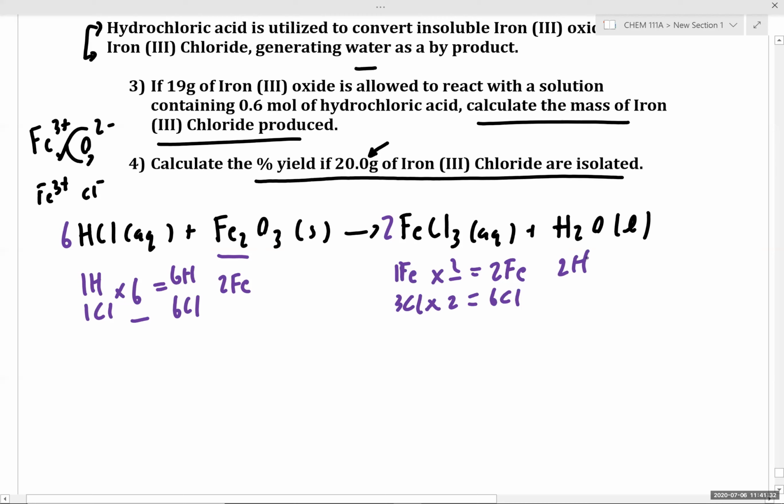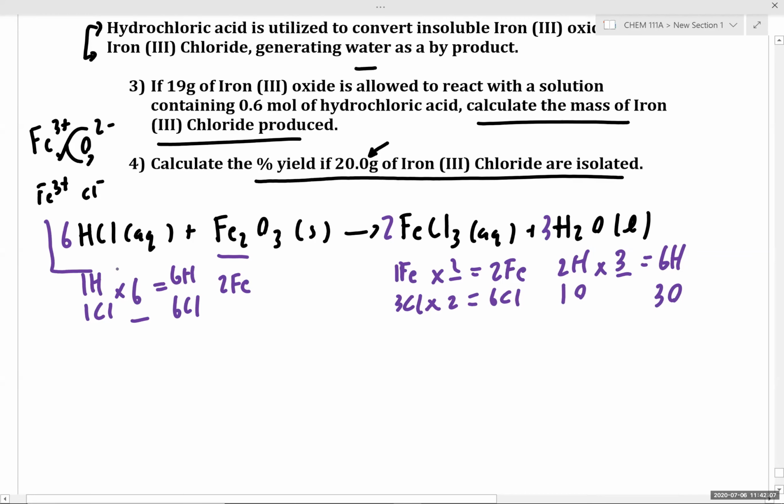If we have 2 hydrogens and 1 oxygen on the right, 2 times what would give us 6? Or you can think about it as 1 times what would give us 3. What coefficient do we need for water? Yep, exactly right. 2 times 3 gives us 6.